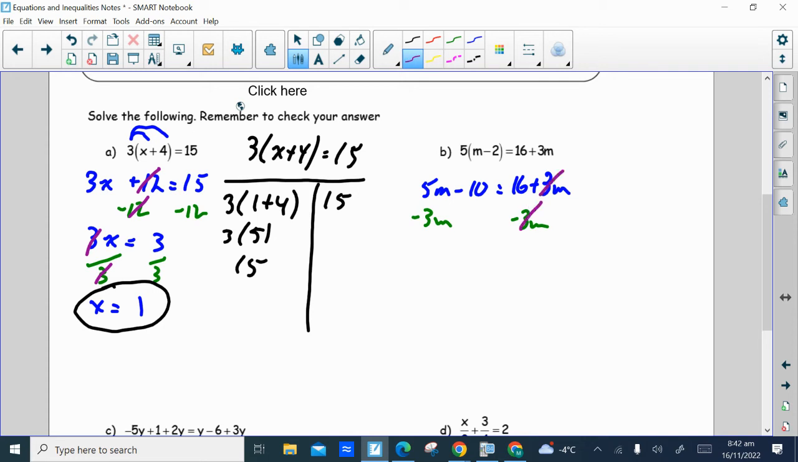So on the right side, the 3m's will cancel. On the left side, 5m take away 3m is 2m. And you still have the minus 10, and then you have the 16 on the right. And now, before we can get the m by itself, we need to get the 2m by itself by adding 10 to both sides. And on the left, the minus 10 plus 10 cancels. That's why we did that step. So we're left with 2m on the left. And on the right, you have 16 plus 10, which is 26.